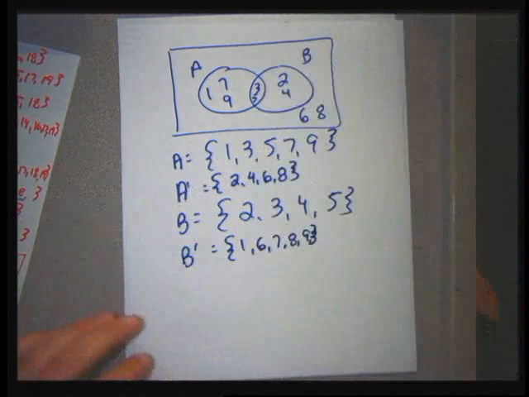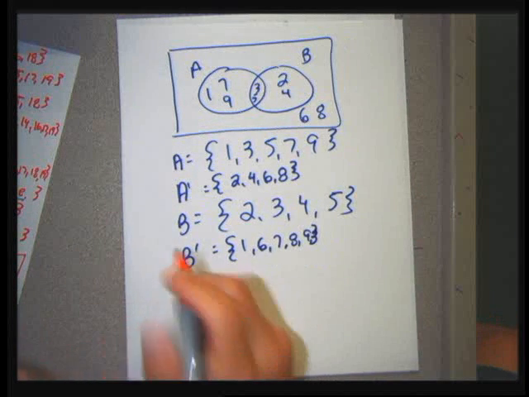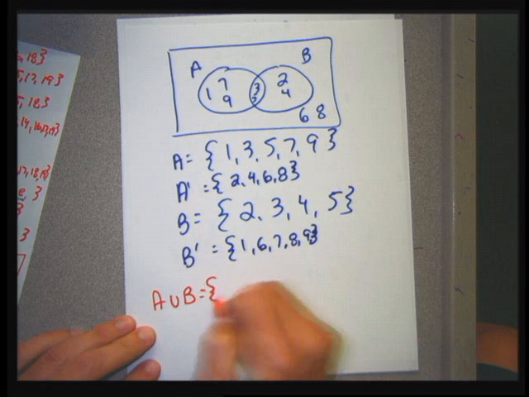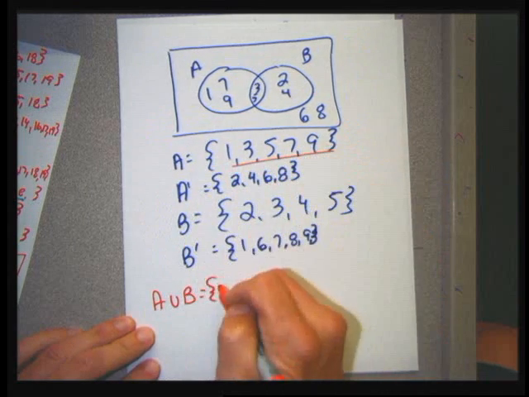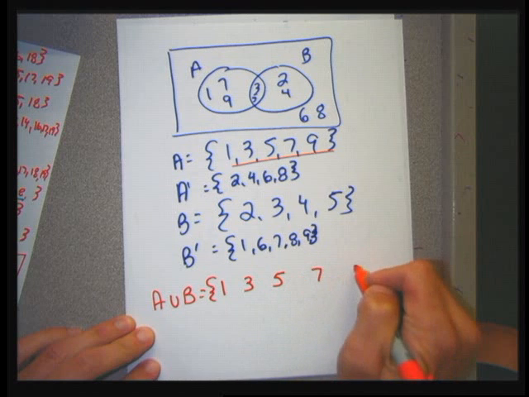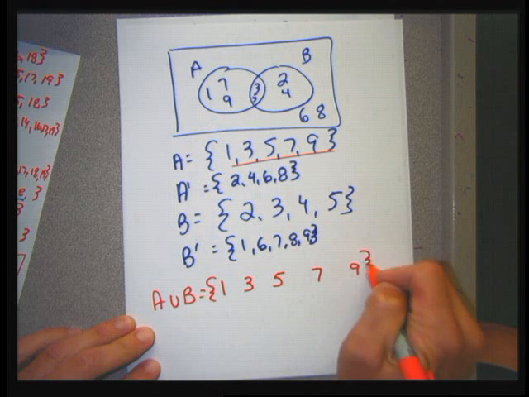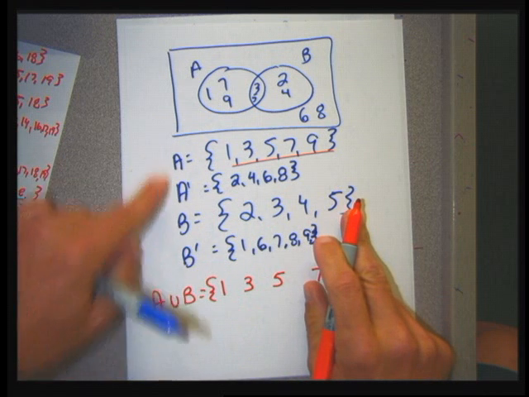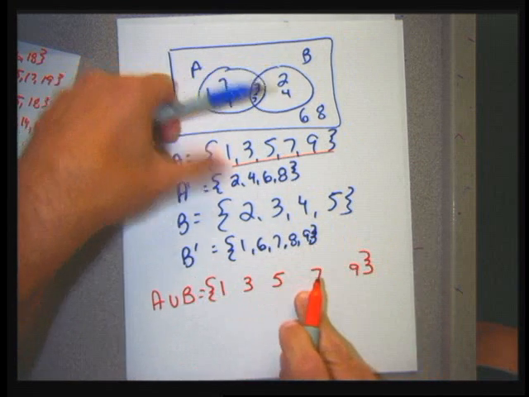Now I'm going to union the sets. To do A union B, it's anything that's in A or B or in both. So I write down all of A, which is 1, 3, 5, 7, and 9. And I'm going to add to it anything that's in B that I haven't included. So I looked at A, I wrote it down. Now I'm going to look at B.